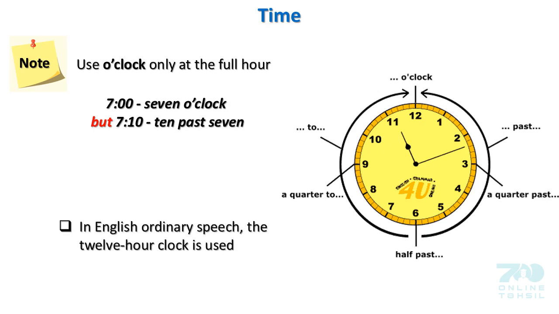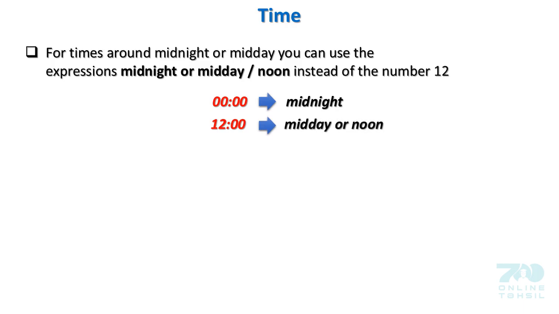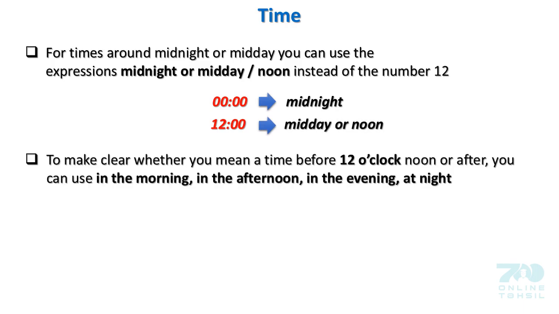In ordinary English speech, the 12-hour clock is used. Example, 5:20. For times around midnight or midday, you can use the expressions midnight or midday, noon, instead of the number 12. Example, 00:00, midnight. 12:00, midday or noon.